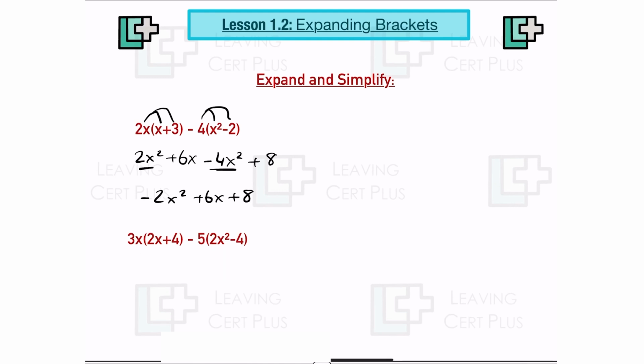Pause the video and try the second. So the second one, you got 3x by 2x to form 6x squared. You got 3x by 4, which is plus 12x. Then you got the minus 5 by the 2x squared, which is minus 10x squared. And then you get minus 5 by minus 4. Minus by minus is a plus, that's plus 20. So you can interact these two terms together. Both of them are x squareds. That's a minus 4x squared plus 12x plus 20, and that's your answer.